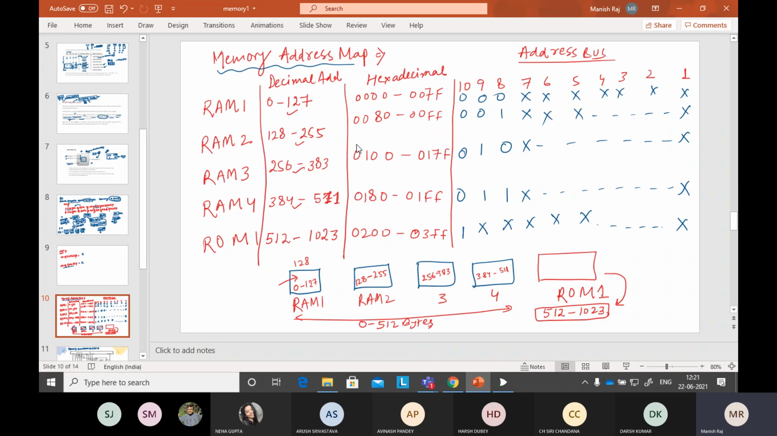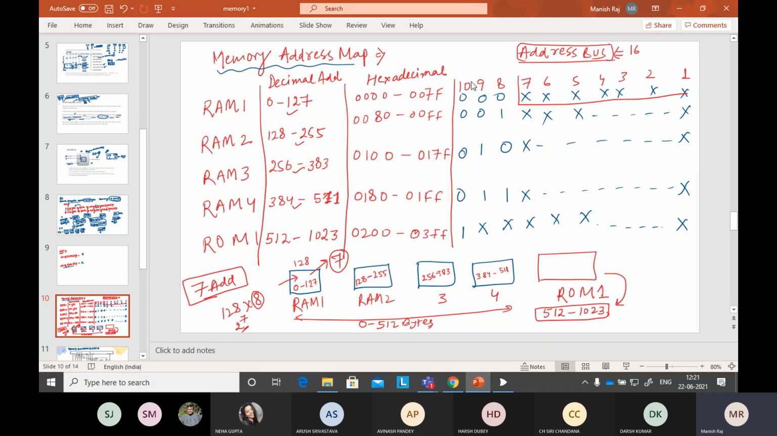Now I am selecting the chips. So how can I make this chip? 7 address buses you are using here, because the size is 128 into 8. So 8 data bus and 2 to the power 7. This is the address bus. Now I am showing you the total address bus you can use, that is 16. But I will show you only 10, because there is no need of showing the other bits.